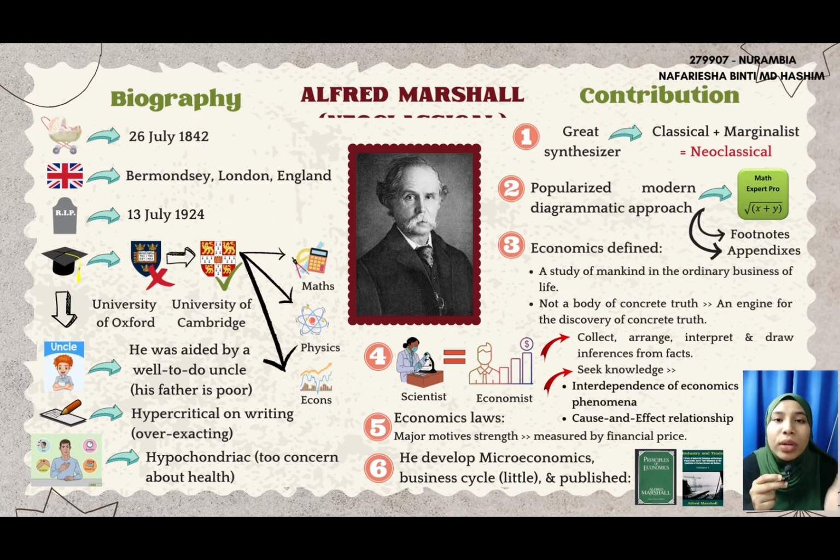Before anything, I want to let you know that Alfred Marshall was the greatest figure in neoclassical school. Why is that? Well, first, he was the best synthesizer, where he combined the best economic thinking in classical school with marginalist school and became neoclassical school. He is the one who popularized the modern diagrammatic approach to economics. He was an expert mathematician; however, he only placed all the maths in footnotes and appendices.